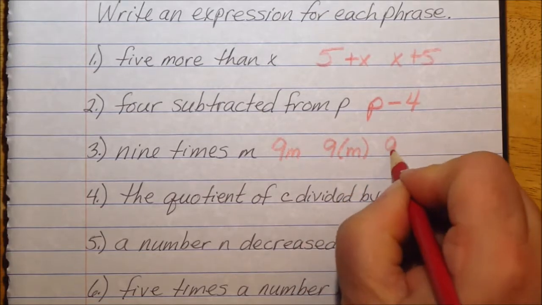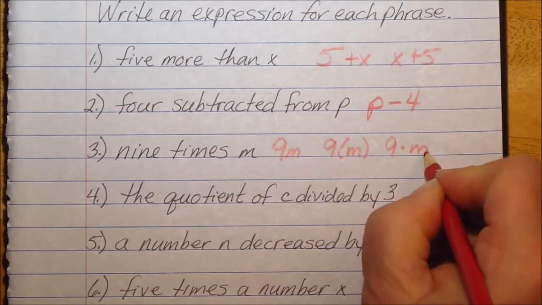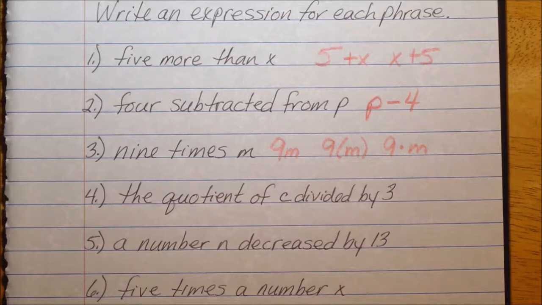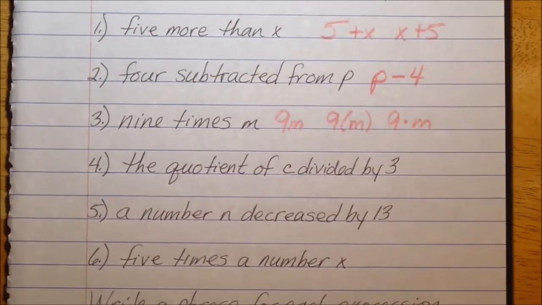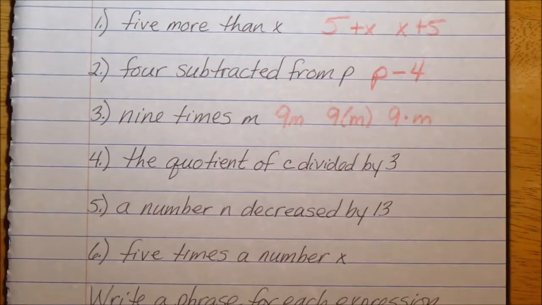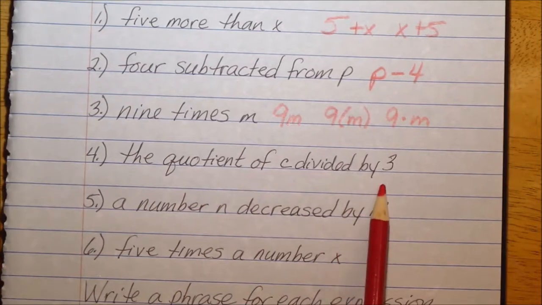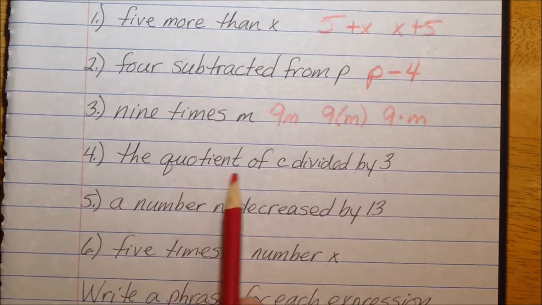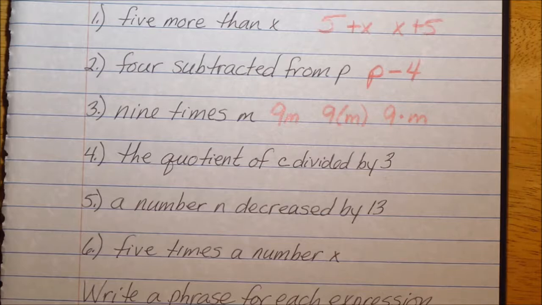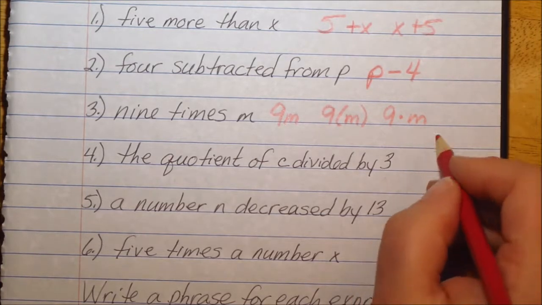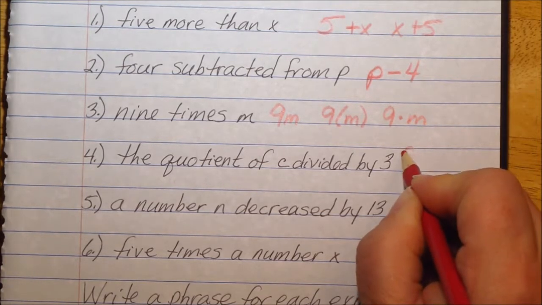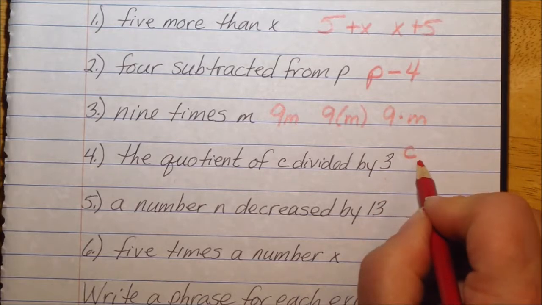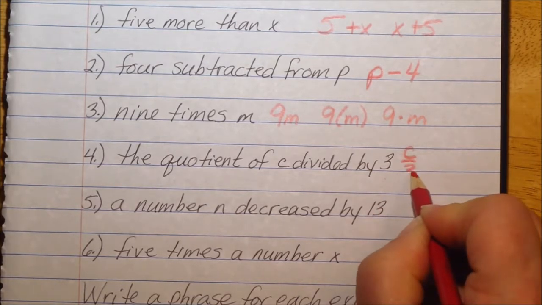It could also be 9 times m this way. All right, all of those are correct. All right, the quotient of c divided by 3. This is something that you'll see in algebraic expressions. Most of the time, they want division problems expressed with the fraction bar. So the more correct way on this one would be c over 3, like that.